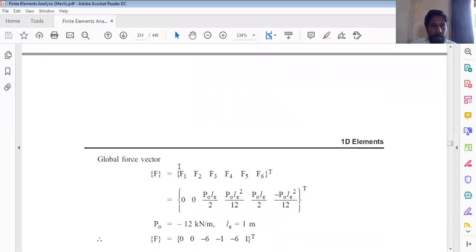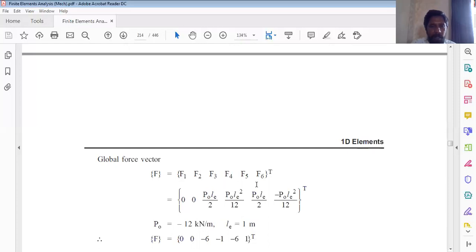And the global force vector is associated with F1, F2, F3, F4, F5, F6 corresponding to each degree of freedom of the beam. So F1 is associated with V1, F2 is associated with theta 1, F3 is associated with V2, F4 is associated with theta 2, F5 is associated with V3, and F6 is associated with theta 3. And we know that there is a UDL between node 2 and 3. So as node 1 is a fixed end, the force acting along the V1 direction and theta 1 direction will be equal to 0.